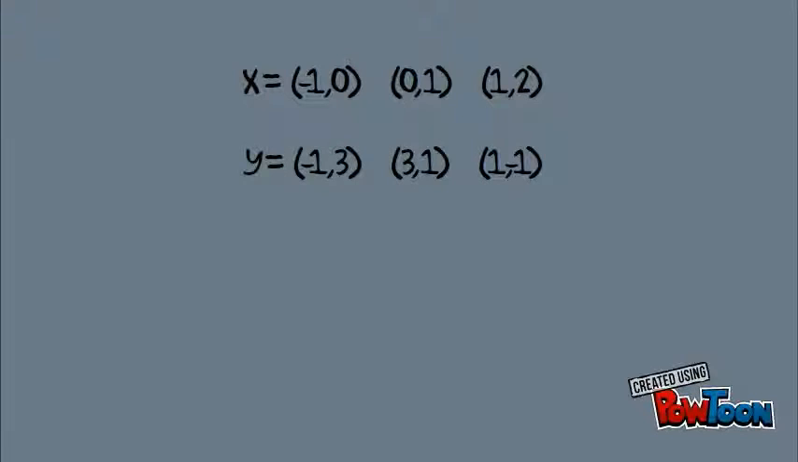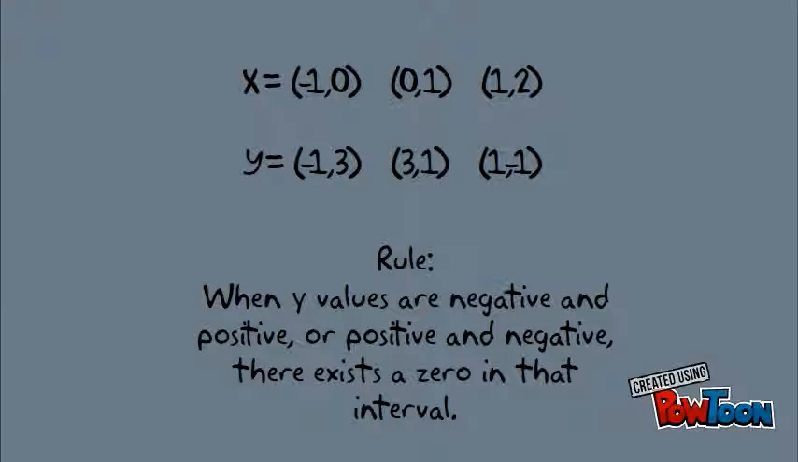There is a rule that if the results of the intervals are on opposite sides of 0, then there exists a 0 in that interval. So because negative 1 to 3 are on opposite sides, 3 to 1 aren't, and 1 to negative 1 are, then negative 1 to 3 has a 0, 3 to 1 doesn't, and 1 to negative 1 does.